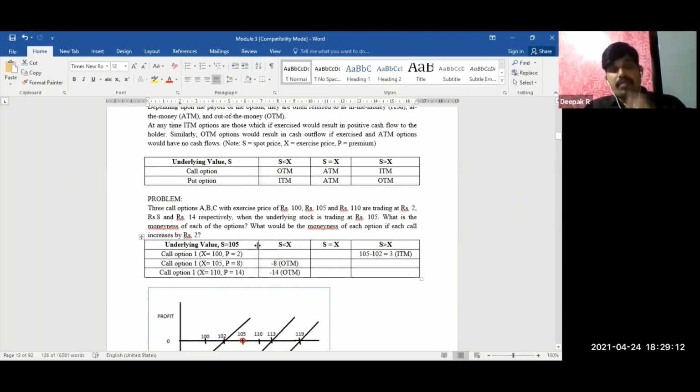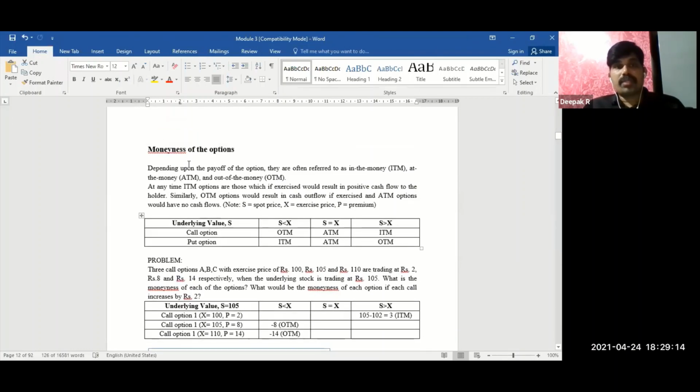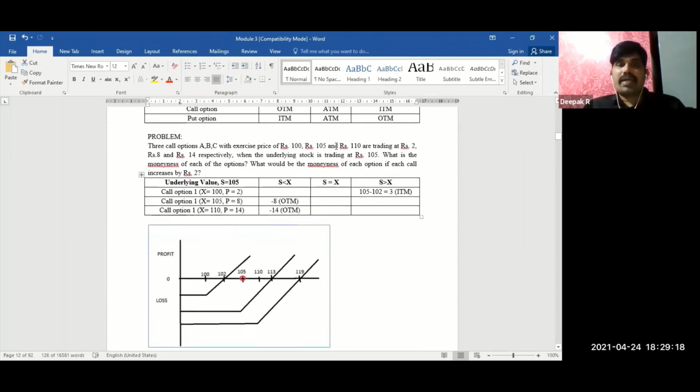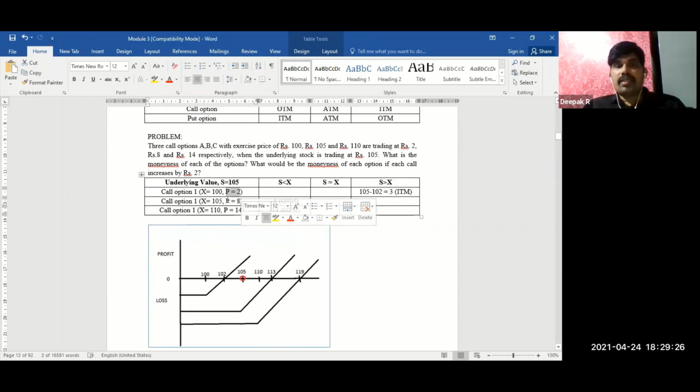This problem always talks about something called moneyness. We want to know, if I have three call options with different exercise prices, you will be able to notice the premium amount also varies. This is the best example for it. So if I take one call option first, the exercise price is 100, but the spot price is 105.